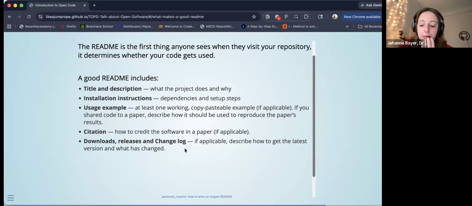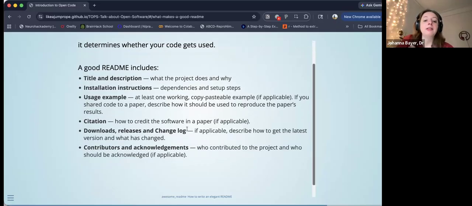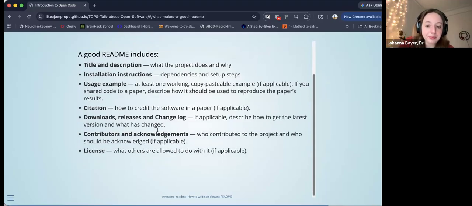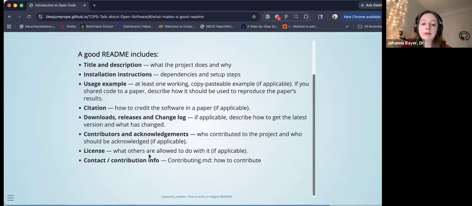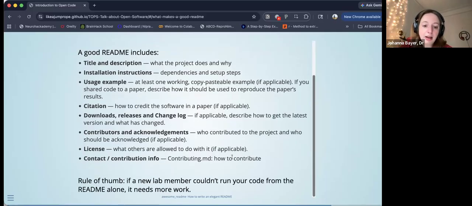This is more specific to GitHub. And who has worked on this project. And then the license. We've talked about that. Sometimes people confuse these two: there are the contributors and acknowledgements, the people that have created the software, and then there's the contributing info, the CONTRIBUTING.md. How can people contribute to this project in the future, basically?